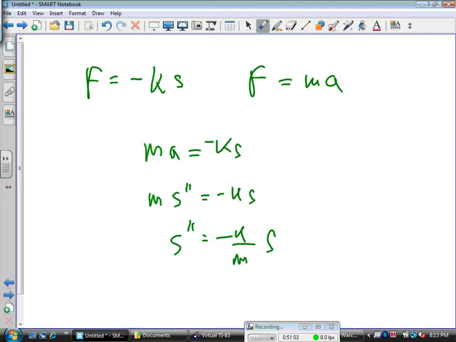How do you solve that? The second derivative is some constant times the displacement. How do you solve that? Not by variable separable. You try it. It's not going to work. So this is what I'm going to do.